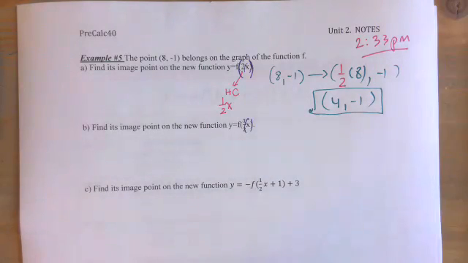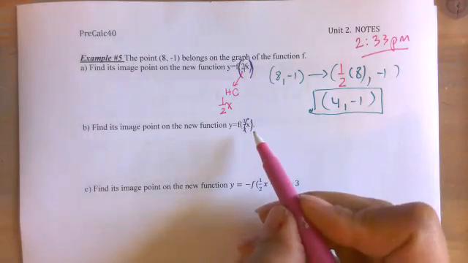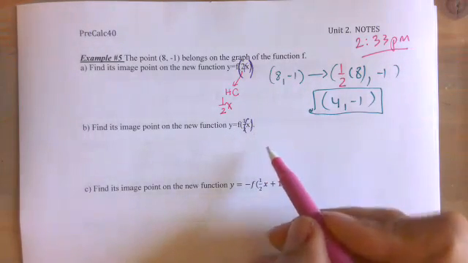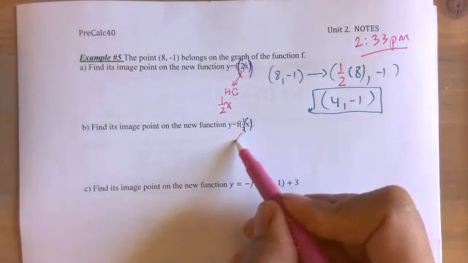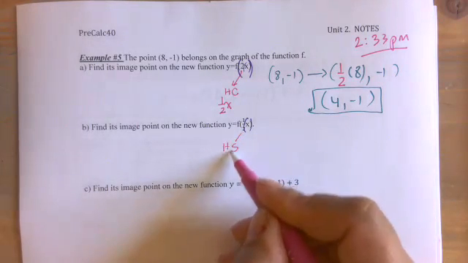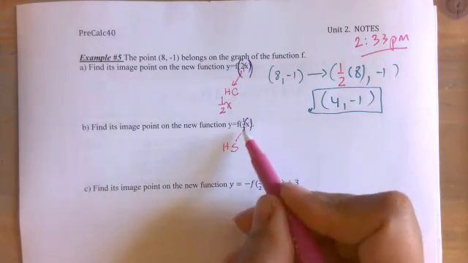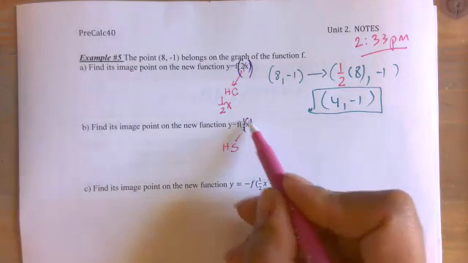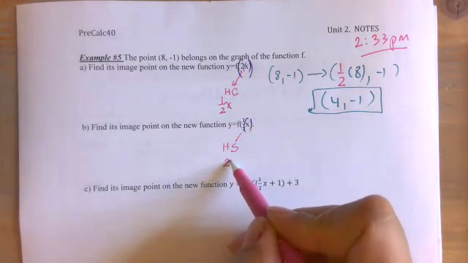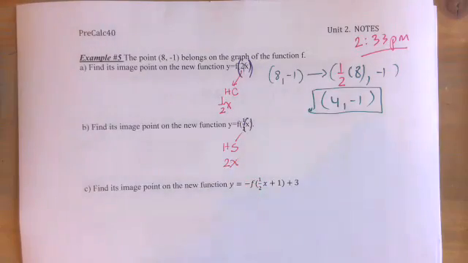Okay, the next one: find the point on the new function f of 1/2 of x. Is it 1/3? I don't have my glasses. I think it's 1/2. So horizontal stretch, how do I know? Because in my mind, I already did the reciprocal of 1/2. I flipped it upside down. So 2/1 makes it 2 times x.